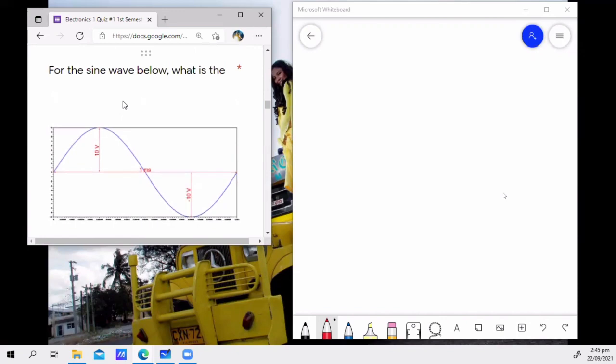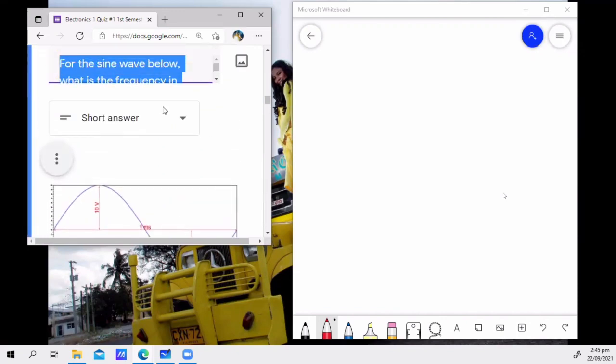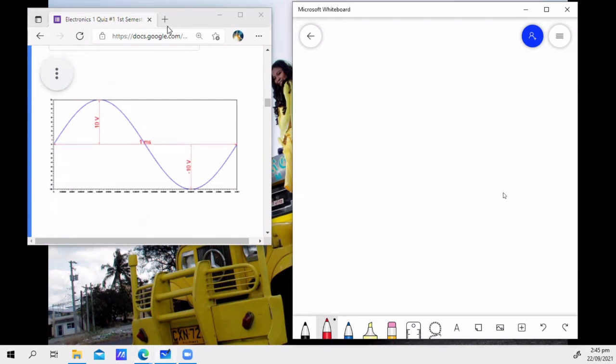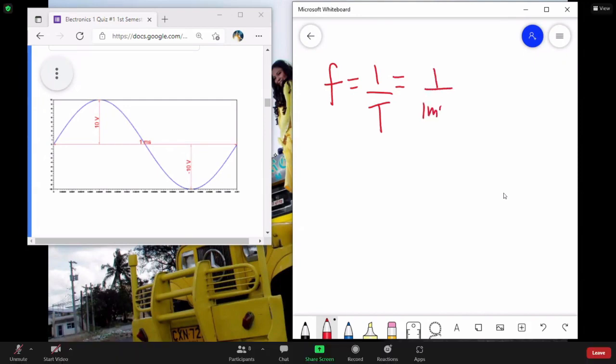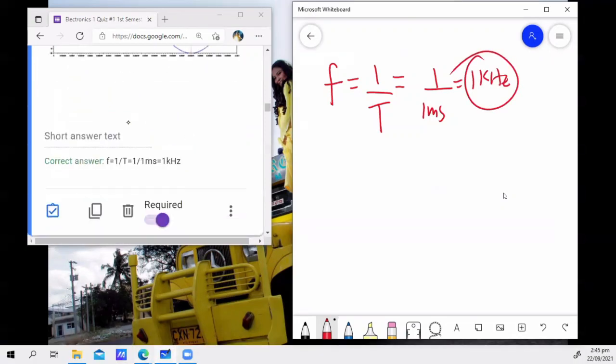So ang pinapakompute sa atin dito is what is the frequency in kilohertz. So di ba ang relationship between period and frequency is inversely proportional. So we have F is equal to 1 over T. Given yung period na 1 millisecond. So that's 1 over 1 millisecond. So this is equal to 1 kilohertz. So ganun lang kasimple. Okay, next.